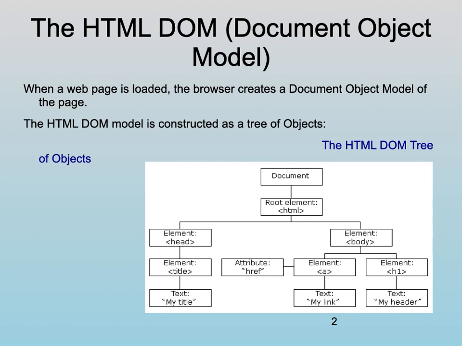Here in body we have an anchor element. One attribute, href, is specified here and a text value is there. "My link" is the text. And another HTML element is h1. It's a header and the text given is "My header". All this text given is user defined. You can change it according to your need.